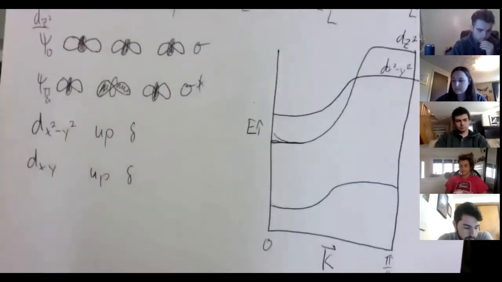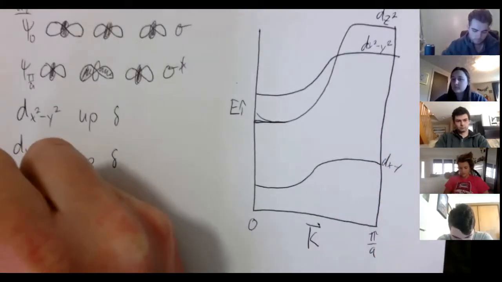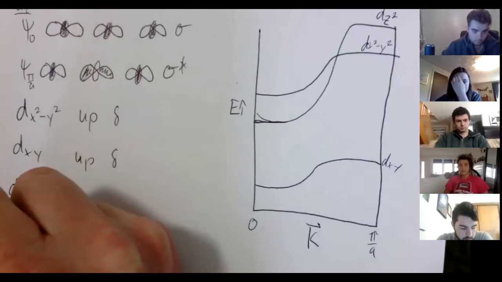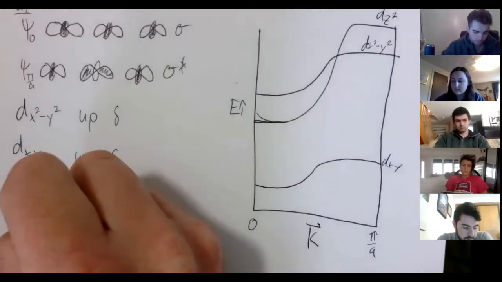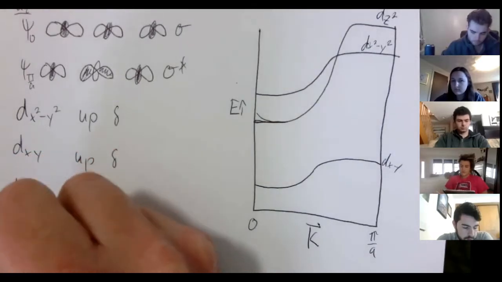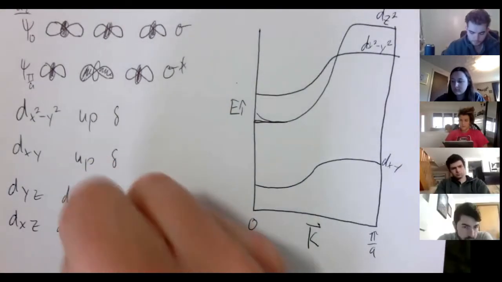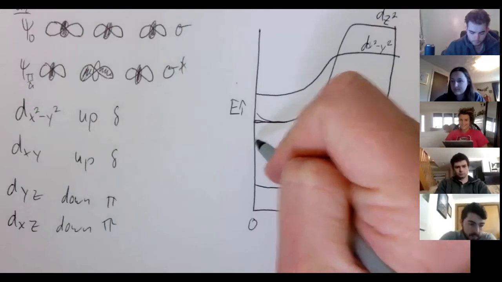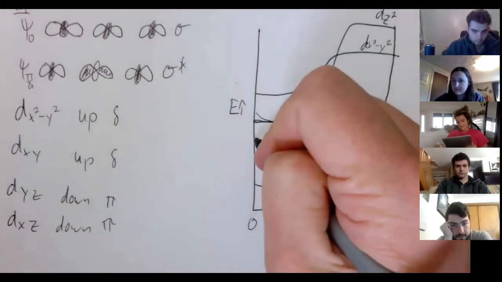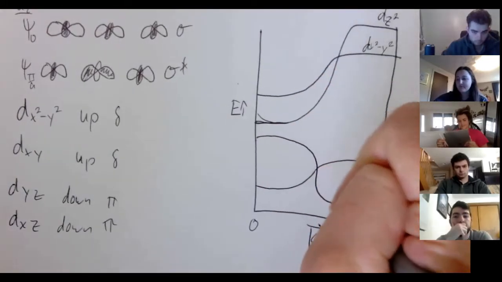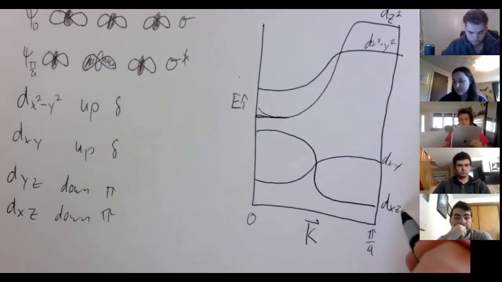What other orbitals are we missing so far? We're missing dxz and dyz. What about these guys? What do they do? They're degenerate. Yep, they're degenerate and they both run down. What type of overlap do they have? Pi. Yep. So there are actually two that are hidden here. And their dispersion's greater, so it'll be wider at that point. Oh, so close.